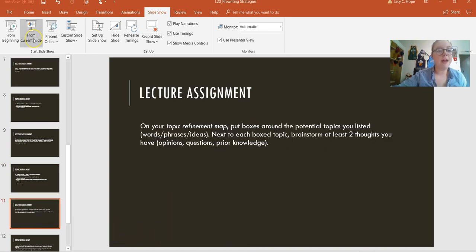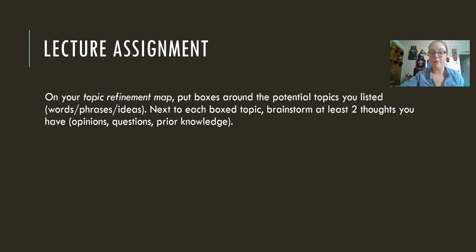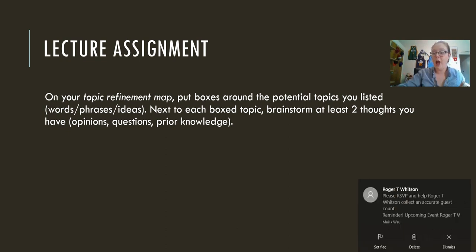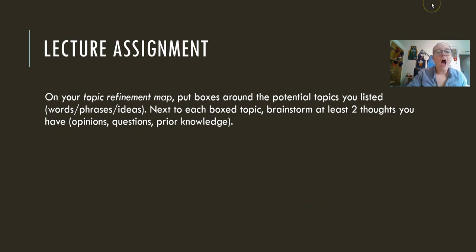So for the lecture assignment, I would like you to return to your topic refinement map, and I'd like you to put boxes around the potential topics, much like you saw with politics, trolling, commenting, and so on. And then next to each box, I want you to brainstorm at least 2 thoughts, be them opinions, questions, prior knowledge, any mixture of them, next to the different topics that you've listed. And I want you to do this for each, so you will have between 8 and 12 thoughts on there. And if you want to brainstorm more, you are certainly welcome to.